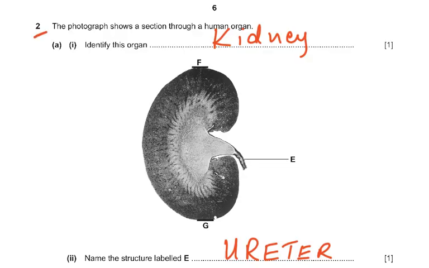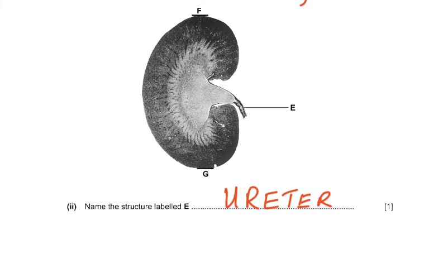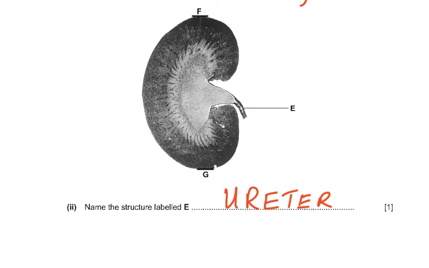Question number 2: the photograph shows a section through a human organ. Identify the organ. Naturally, this is the kidney, and name the structure labeled E, that was the ureter. The B part of the question says, in the space below, make a large drawing of this organ as it appears in the photograph. So all you had to do, as I always tell you, is just trace this. You just make a drawing, make it a little bigger than this. You just trace this out, and this is how you would show it in the diagram. I'm not saying trace it on this, but it should look like a tracing of it.